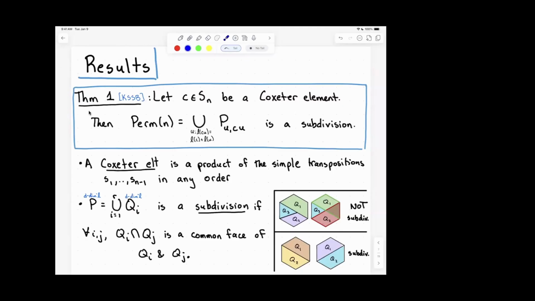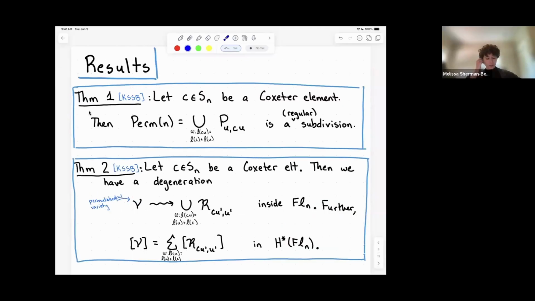Okay, so let me just briefly mention theorem 2. This is sort of the geometric side, and I'm going to be really vague. So the geometric counterpart of theorem 1 is the following. Again, we pick a Coxeter element. And what we have is a degeneration inside of the flag variety of the permutahedral variety to a union of Richardson varieties. And the thing you should be picking up here is that the permutations I'm taking the union over is the same as the permutations I'm taking the union over here.